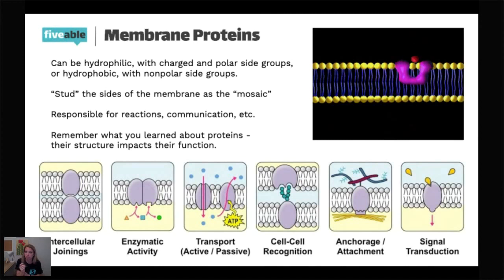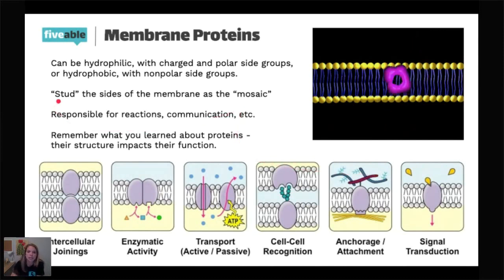So these membrane proteins, they can be both hydrophilic, meaning they're polar, or they can be hydrophobic, meaning they're non-polar, or they can be both. Could be either one, because if you think about it, they've got to play nice with everyone. They've got to play nice with the polar phosphate heads. They've got to play nice with the non-polar fatty acid tails. Sorry, I've been up very early.